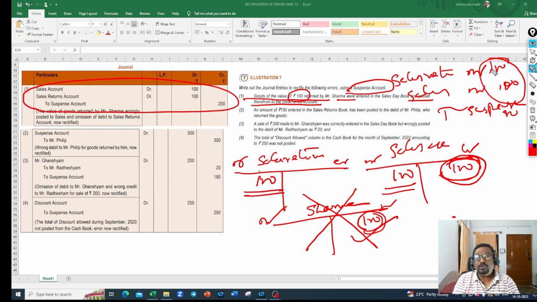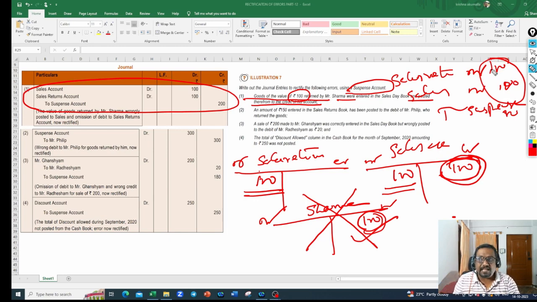So when do we use suspense account? First of all, ask me this question. When do we post to a suspense account? Once the trial balance is already prepared. So that means in these cases the trial balance was already prepared. Since the trial balance was already prepared, the difference in trial balance has been posted to suspense account. So suspense account has some balance.